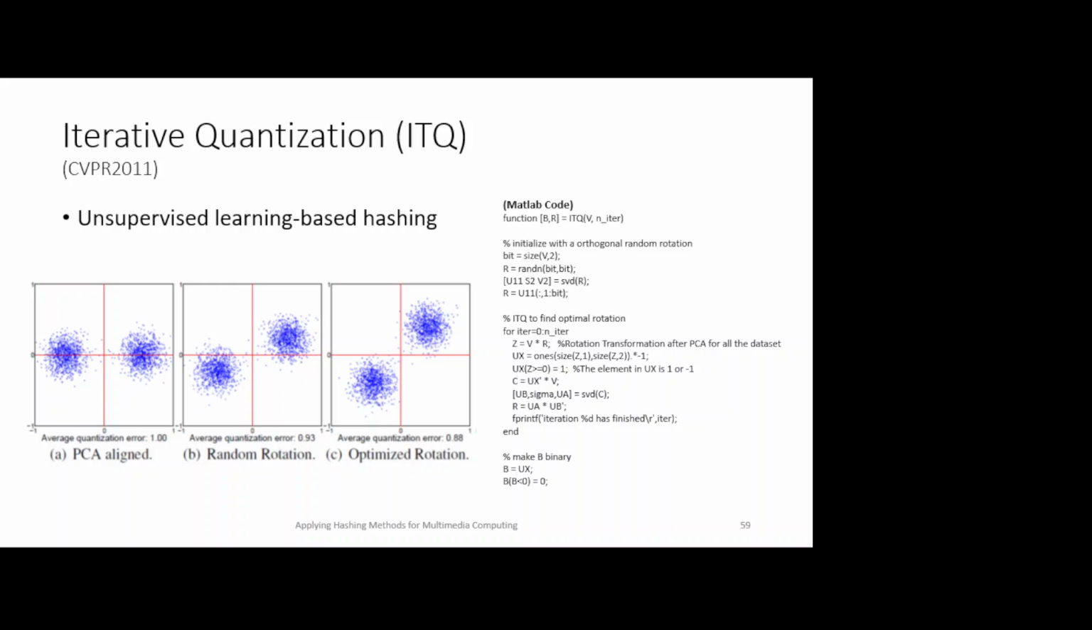So just by doing a simple random rotation, you can reduce the quantization error. And figure C shows the optimal rotation, like this. If we rotate all the data by about 45 degrees, you can see most of the data will be encoded as 1, 1, and for this data, we will encode it as -1, -1. Then you compute the quantization error, and it's further reduced to 0.88.